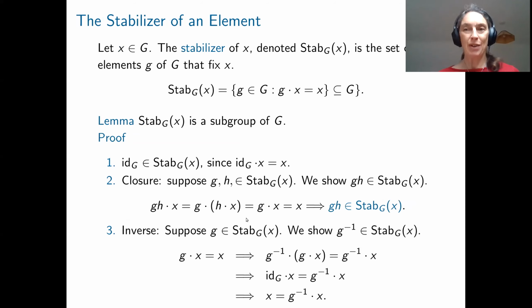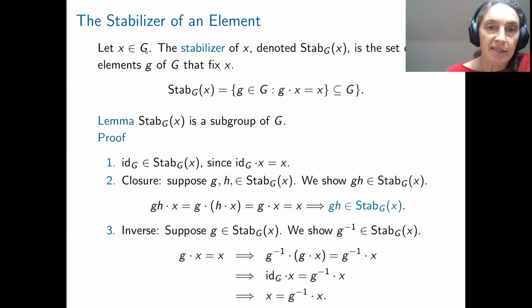Okay, the other ingredient that goes along with orbit is the concept of the stabilizer of an element. So, same setup. X here should be an element of S, not of G. Apologies for that. I'll fix it in the version that I'll post with these slides. X is an element of the set S.